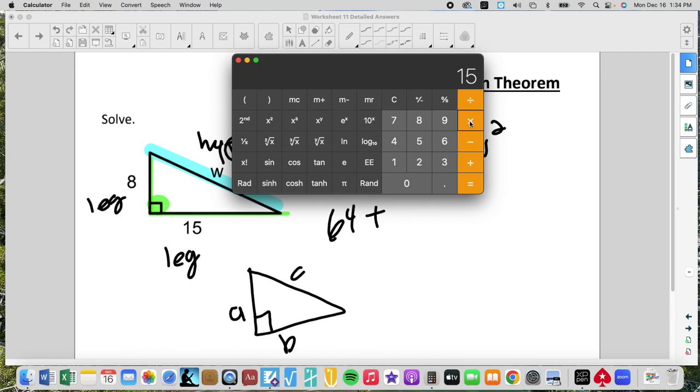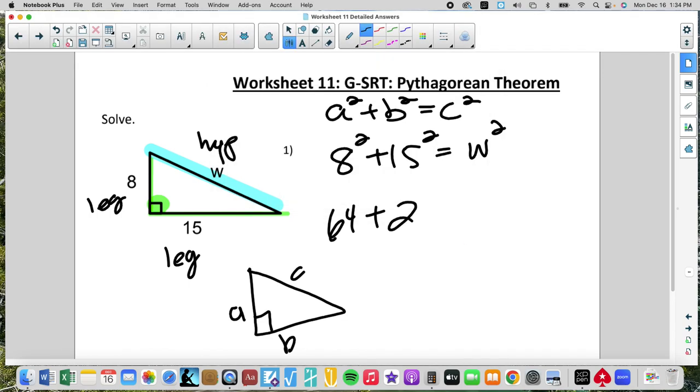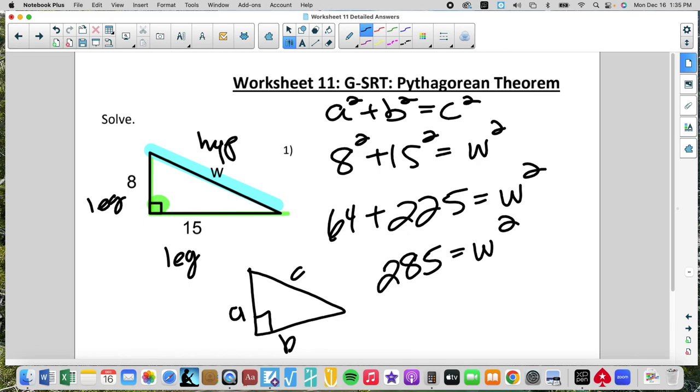15 times 15. Oh, I was not being a hypocrite, meaning I knew my perfect squares. 64 plus 225 is 285. Not a perfect square, but that's okay.